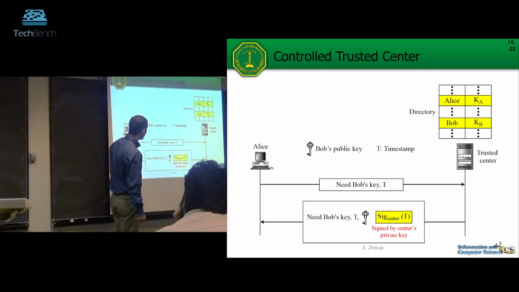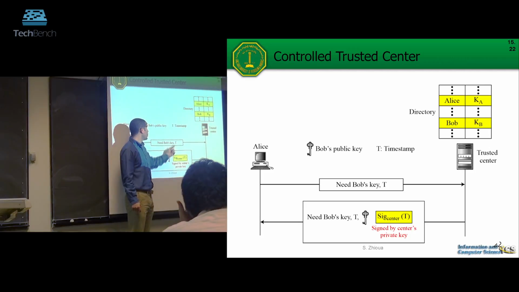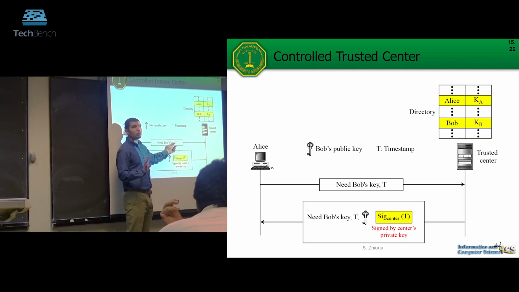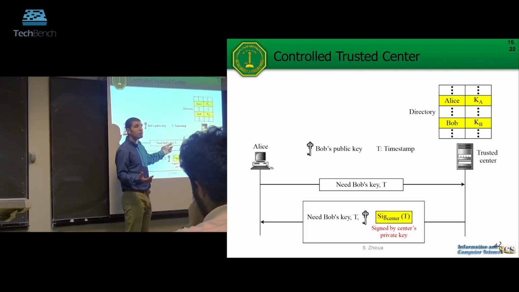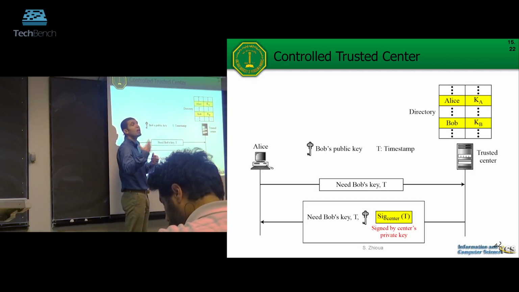And of course here the communication is encrypted with either the shared key or secret key between Alice and the trusted center, or the public key of the trusted center. Anyway, this communication is encrypted. Basically, Alice will say, I need the key of Bob, okay, with a timestamp. A timestamp, this is for what? Timestamp here? For freshness. To avoid what? Replay attacks, to avoid storing those packets and replaying them some time later.